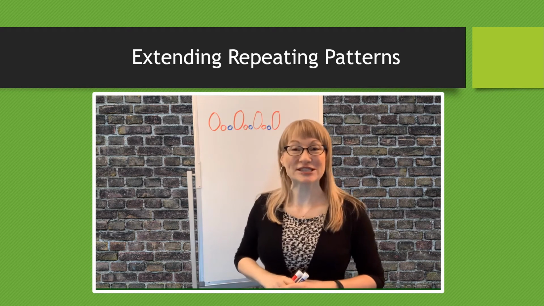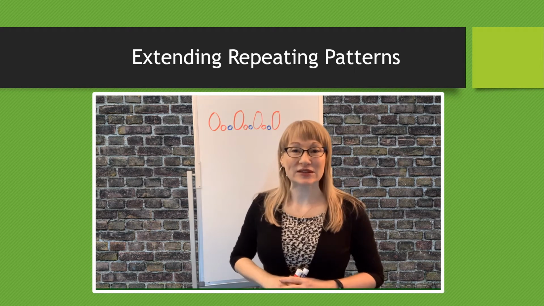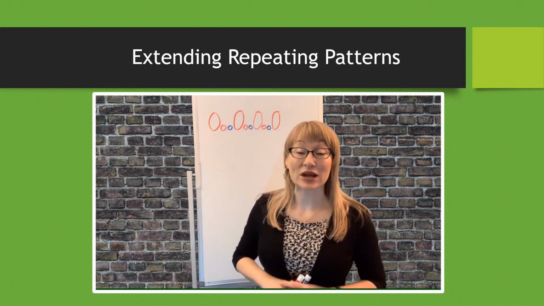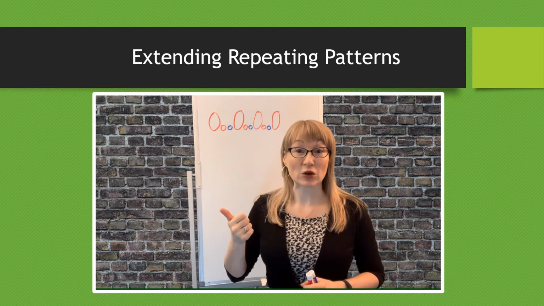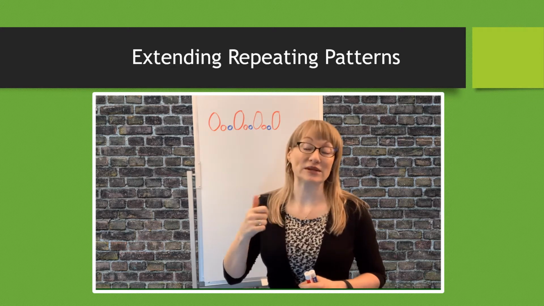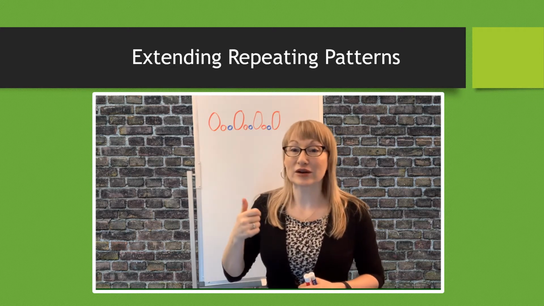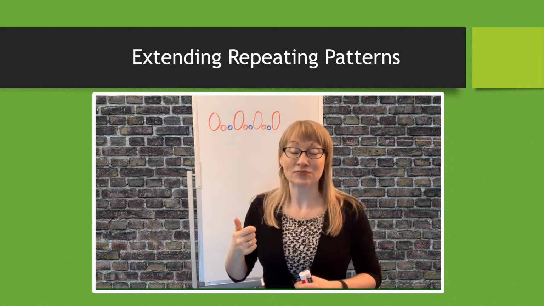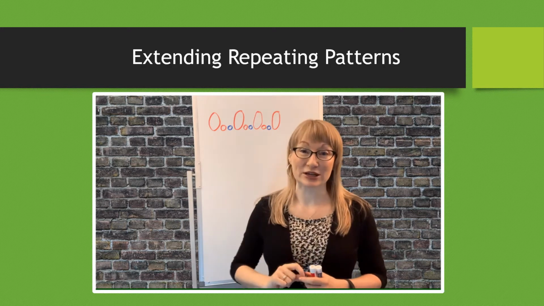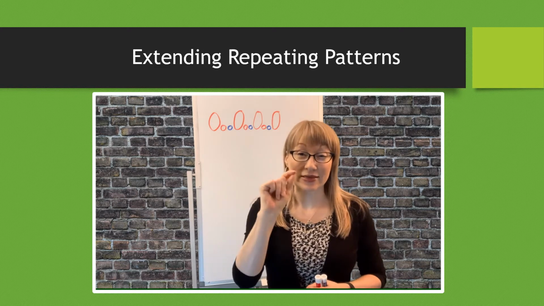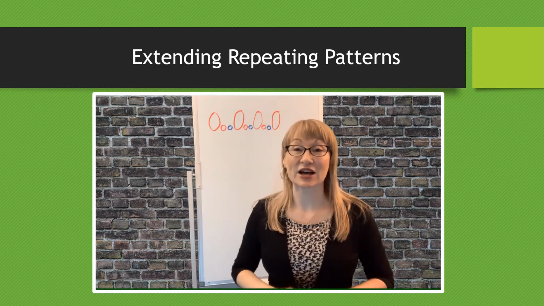Okay, today we're going to start by reviewing a little bit of the stuff we learned in the last episode. The last episode, we learned about attributes. And attributes are the quality that is changing. It could be size, shape, color, thickness, direction. Don't forget, a term is an item in a pattern. So each and every piece in the pattern is a term.